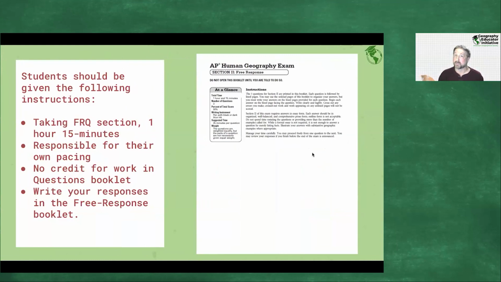This is why it's really good to practice this. We've heard that multiple times. Practice, practice, practice. Again, no credit for work in the questions booklet.